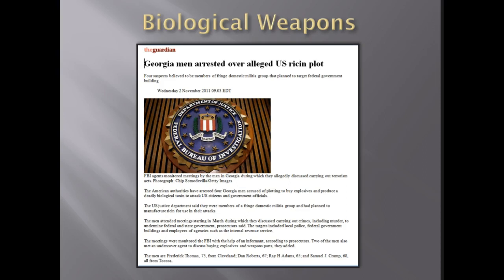And this was apparent in a Georgia attack, which is the article I've highlighted on the screen. In Georgia, a number of older men wanted to use ricin to poison the water supply. They were apprehended, of course. This was back in 2011. But they did do it.